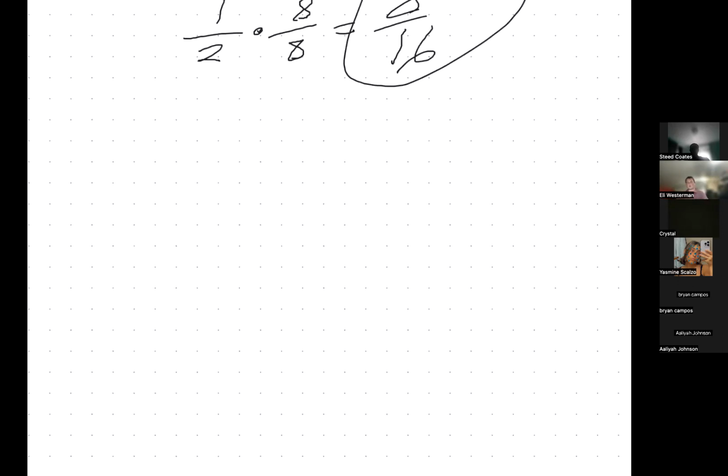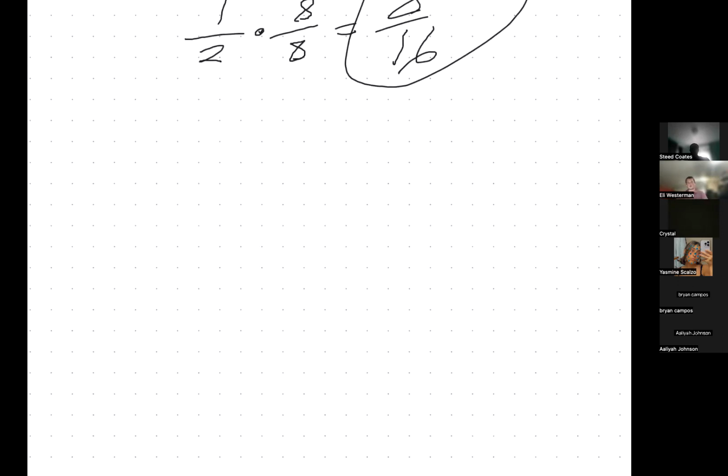I'm going to give you all one more to work on. 12 over 21 and 4 over 7. Why don't you all try this one?